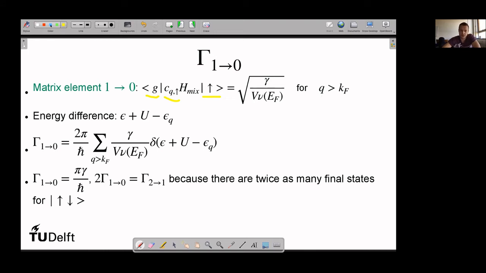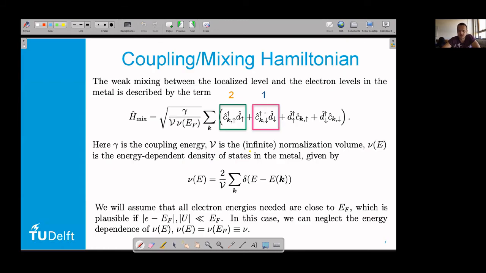I don't show again the full calculation of the matrix element, but we can look again at the color map. So here I have used green, and see which one of the terms in the mixing Hamiltonian has a non-zero contribution to this matrix element. And this is the term that has non-zero contribution in green.